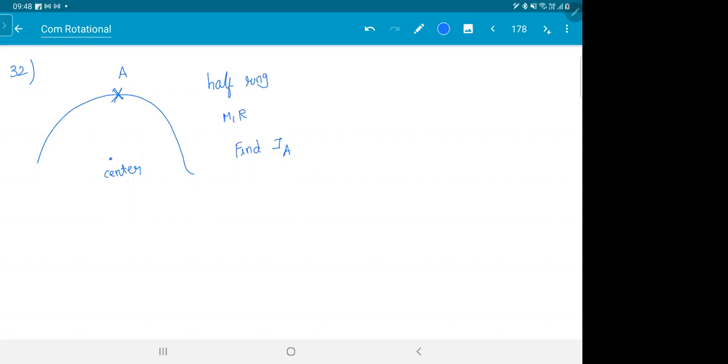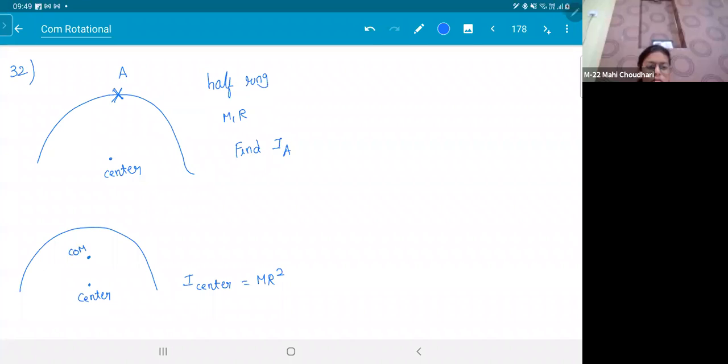First of all, what is it about the center? How much is this? mr square, no? Simple reason: if you see, all are at the same distance, r. So mr square. Then where is the center of mass? The center of mass is not the center. What is the center of mass of a half ring, people? Anyone?